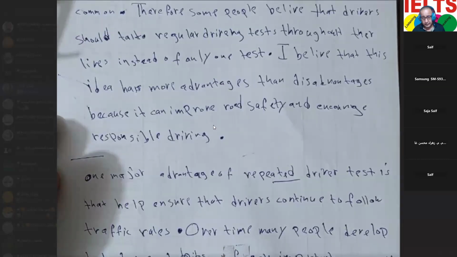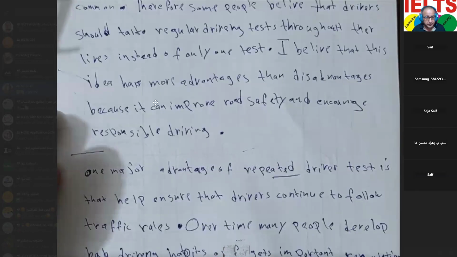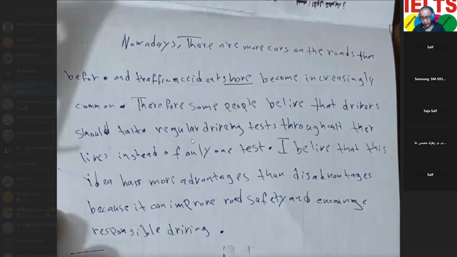I write the note. Not only 6, you mentioned, because you have there THEIR. Yes. Where is it? You also have disadvantages. No, it's okay. Because it can improve road safety and encourage responsible driving. Okay? Somehow it's a good one, but you have spelling mistakes.